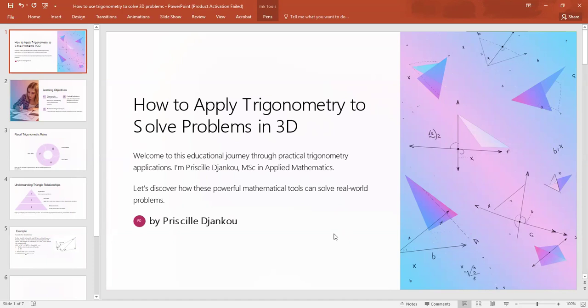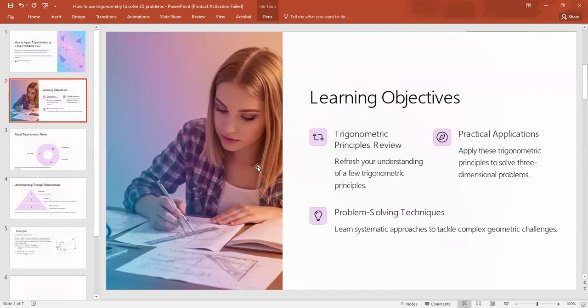At this point, the theme of our discussion is how to apply trigonometry to solve problems in 3D. Welcome to this educational journey through practical trigonometric applications. So let's discover how these powerful mathematical tools can be used to solve real-world problems. The learning objectives of this session are to help you review a few trigonometric principles, and you're going to see how to apply these trigonometric principles to solve problems in 3D, three dimensions.